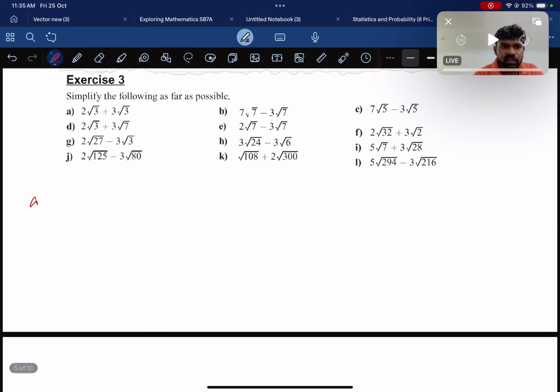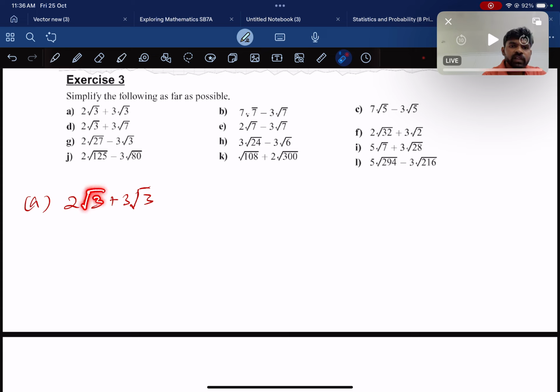Exercise number 3, first question. That is 2 root of 3 plus 3 root of 3. When we add the surds, make sure that both the surds have the same surd value. For example, 2 root 3 is there, and another value 3 root 3 is there. We have root 3 in common. Can you see that here we have root 3 as a common value? I will just mark it this way. You can see that this is root 3, and here also we have root 3. They both have root 3 in common.